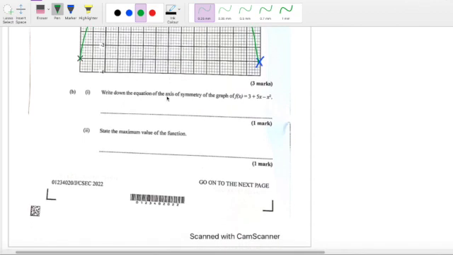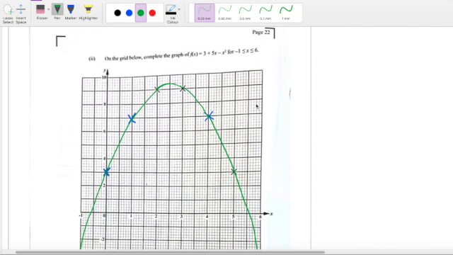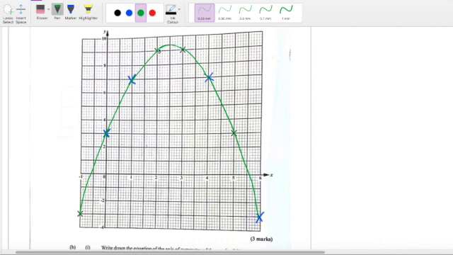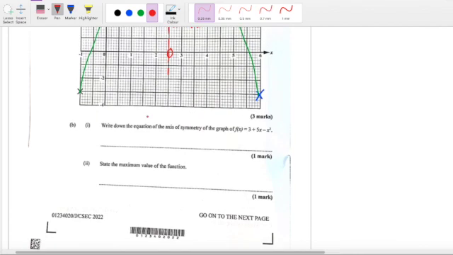Write down the equation of the axis of symmetry of the graph. With a sketch like this, it's really tough to get exactly where that maximum is, but the axis of symmetry looks like it's this line passing through that maximum. The axis of symmetry is the vertical line x is 2.5. Yes, that is what it definitely looks like. So the equation of the axis of symmetry is x equals 2.5.